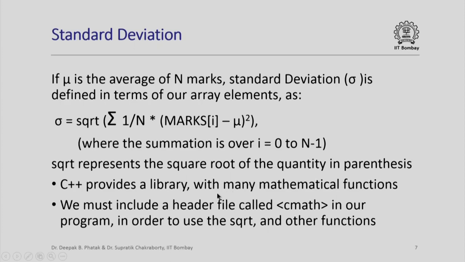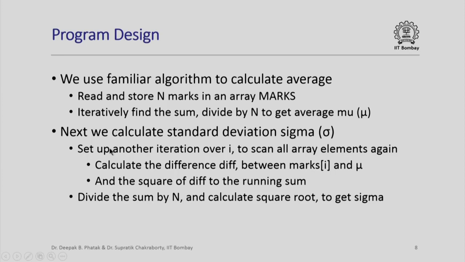Now, C++ provides a library with many mathematical functions, and we have a function to calculate the square root. Please note that you will have to include in your program a header file, just like we say #include iostream, we will have to say #include cmath. With this, now we proceed to design the program. We use the familiar algorithm to calculate average. So, as we saw earlier, read and store n marks in an array for marks, iteratively find the sum and divide it by n to get the average, which is mu.